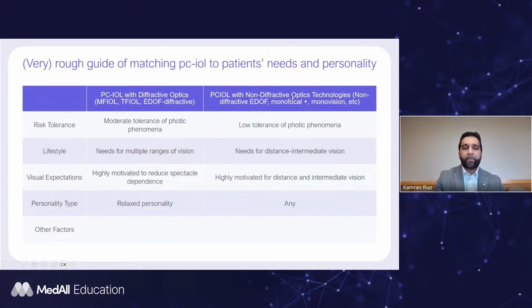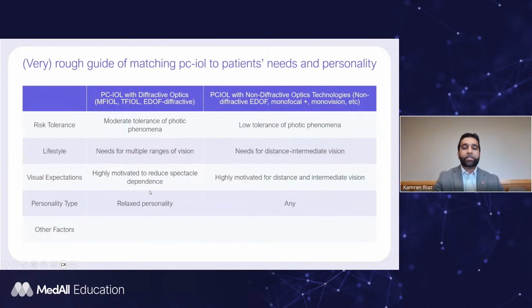listed over here. If their lifestyle is that, hey, I want to be able to see multiple ranges of vision, then we may have to go down the diffractive optics route. Let's say they've got more importance for distance and intermediate. This is where some non-diffractive optics, but of course, if we do some blended vision, monovision, we may be able to get them all their ranges as well. What are their visual expectations? Highly motivated for reduced spectacle dependence at all distances versus distance and intermediate vision can also help guide that decision making.